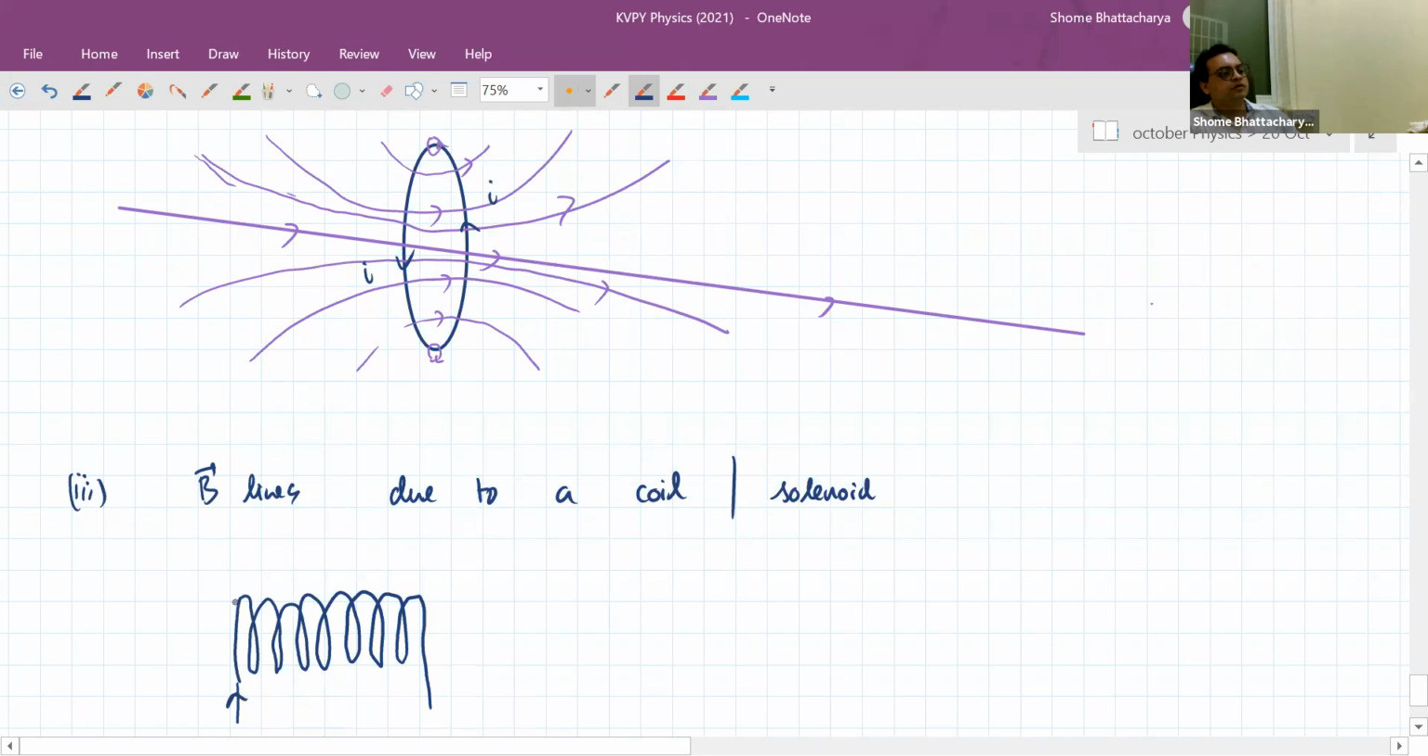If the current I is coming in like this, such that the current is going into the plane here and then coming out from this side. So each loop is carrying current going into the plane from above and then coming out of the plane from here, then again going into the plane like this. Then the magnetic field lines because of this will look like this. The one which is passing through the common axis of this coil will be a perfect straight line, but the other ones will be bending like this.